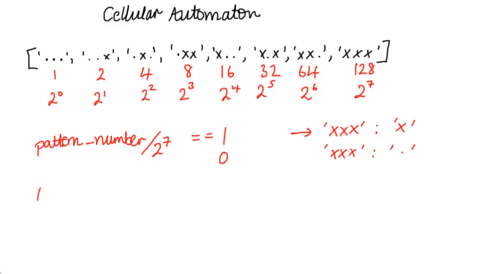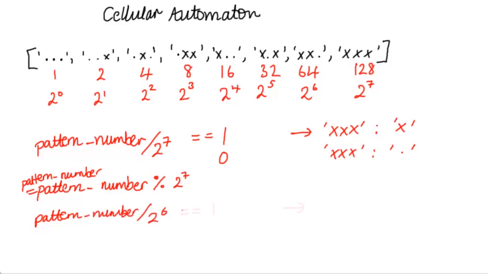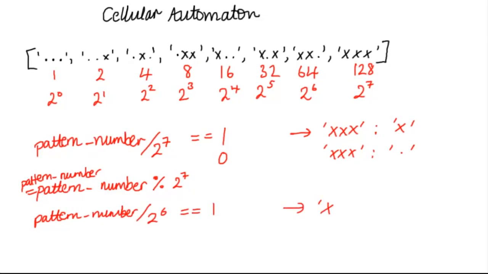Once I've done that, I need to see what the remainder is. So what the rest of the number is after I've subtracted 128 from it, if it was 1, or nothing otherwise. And I can use modulo for that. This is going to be my new pattern number. And on my new pattern number, I'm now going to divide by 2 to the power 6. Again, if it's 1, I'm going to make the corresponding pattern a key with value X. And if it's 0, I'm going to make the corresponding value a dot.